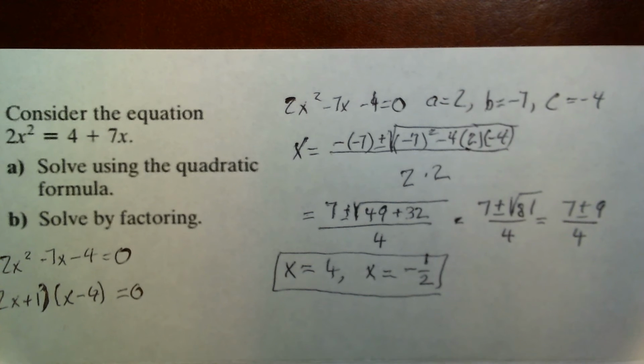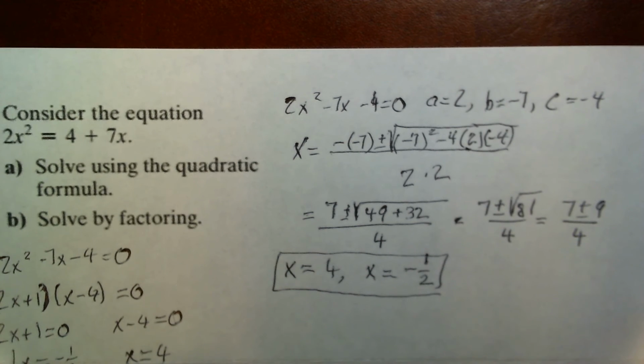And using the zero product property, we set each factor equal to 0. When we set the first factor equal to 0, 2x plus 1 equals 0, then x equals minus 1/2. When we set the second factor equal to 0, x minus 4 equals 0, then x equals 4. And of course, we've got the same solutions.